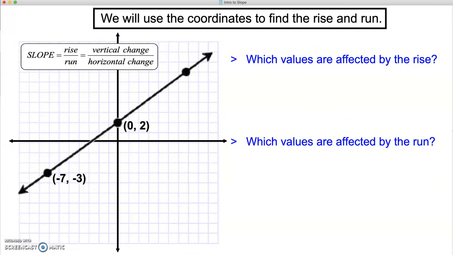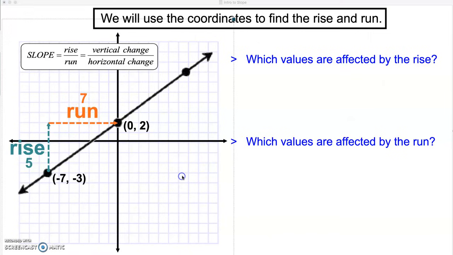Looking at this graph, we can tell right away that there's going to be a positive slope. So we know after we get our answer that our slope should be positive. So we're going to try to use the coordinates to find the rise and the run. First, let's go back and calculate the rise and the run just by counting. So we're rising 5, we're running 7. So our slope should be 5 over 7, because that's our rise over our run.